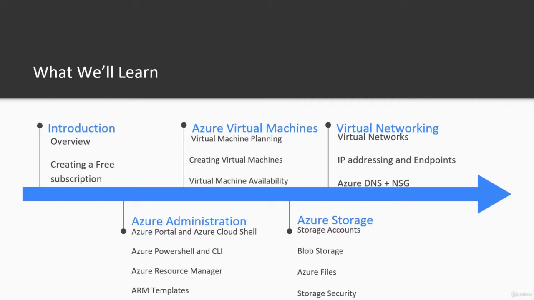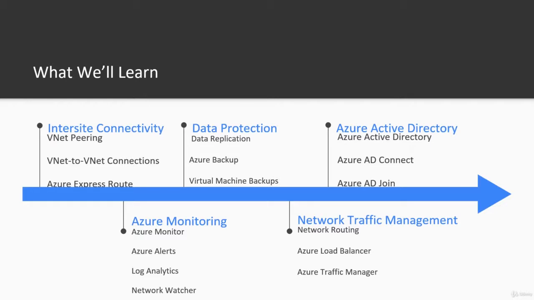The next section will cover Azure storage. We'll have discussions on storage accounts, blob storage, Azure files, storage security, and then we'll dive into virtual networking, where we'll discuss virtual networks, IP addressing, and endpoints, Azure DNS, and Azure network security groups. Going on, we'll discuss intersite connectivity, VNet Peering, VNet-to-VNet connections, Azure ExpressRoute.